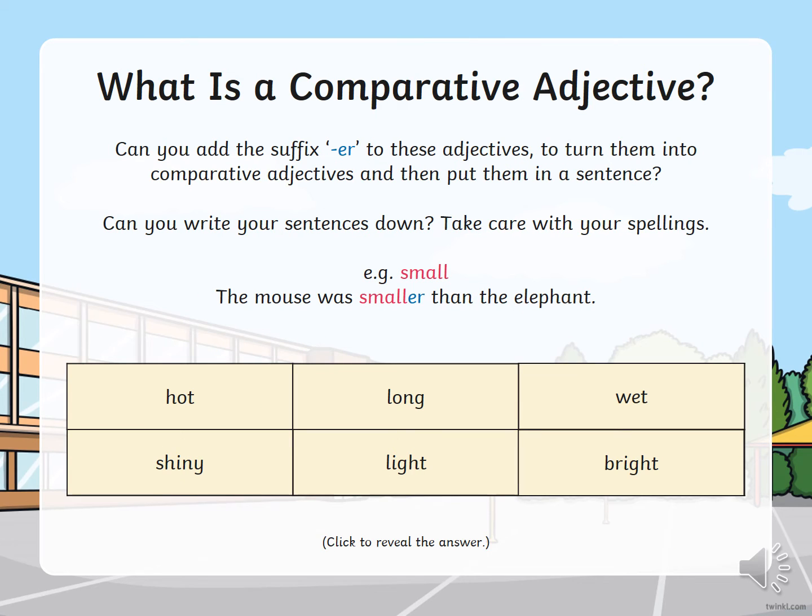So I would like you to add the suffix ER to these adjectives to turn them into comparative adjectives. I'm not going to ask you to write a sentence for all of them, but pick one of the words and turn it into a sentence. So for example, we've turned small into smaller, and we've written: the mouse was smaller than the elephant. So pause the video here, see if you can turn these adjectives into the comparative adjectives by adding ER.